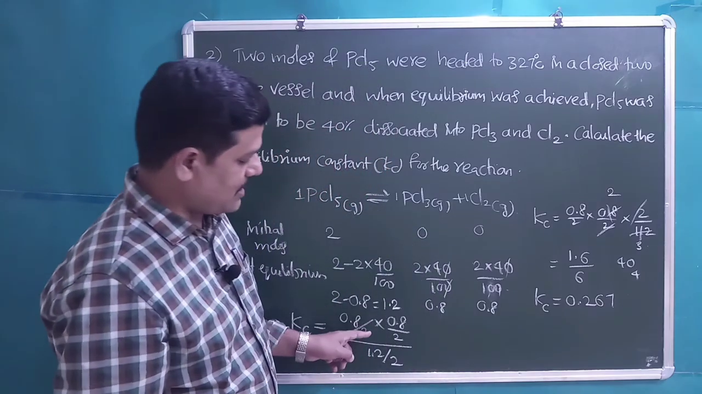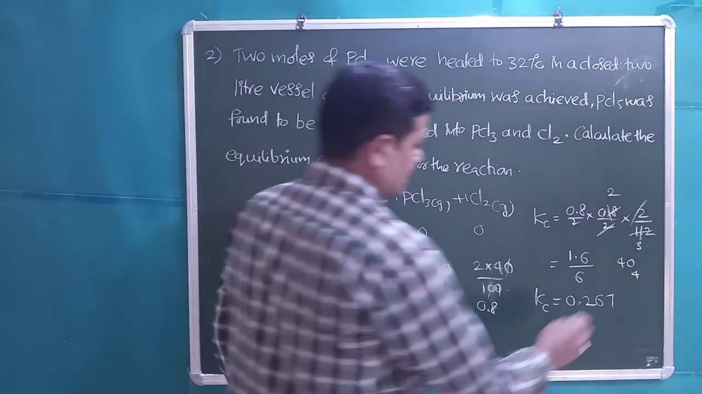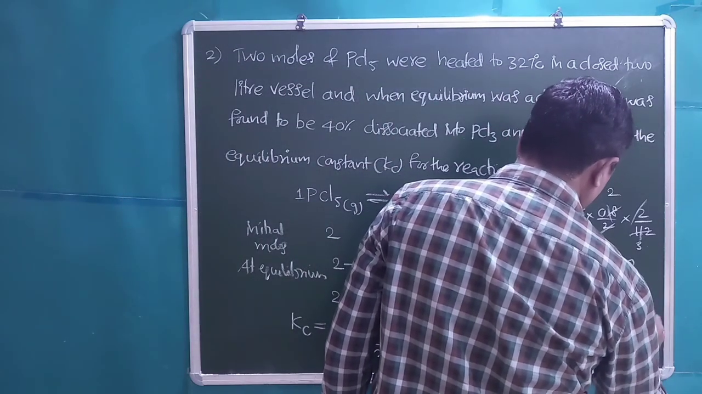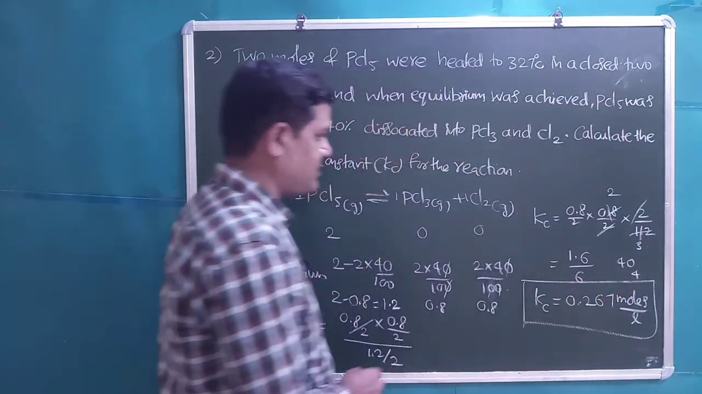Here the units are moles per liter, moles per liter, moles per liter. One moles per liter will get cancelled, so we will get units for this Kc, which is moles per liter. So Kc is equal to 0.267 moles per liter.